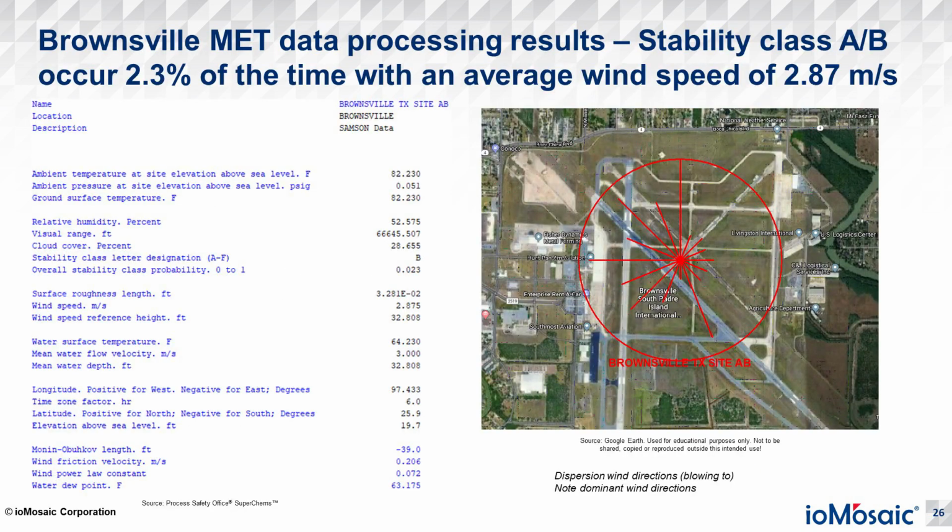So we end up with several different weather conditions. Stability class A and B, think of that as a hot summer's day. There's a lot of mixing in the vertical layers of the atmosphere. Okay. So it predicts that occurs 2.3% of the time with an average wind speed of 2.87 meters per second. This is also very useful for doing QRAs because it's giving you probability that you're getting a particular meteorological data set.